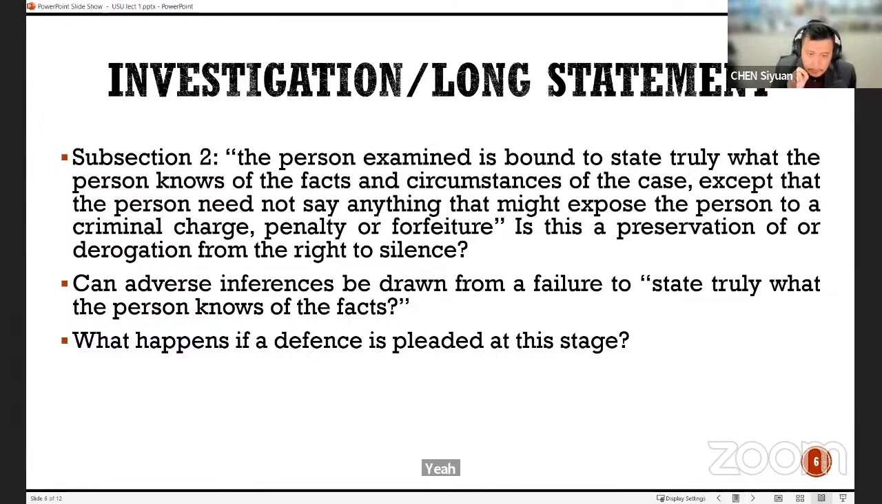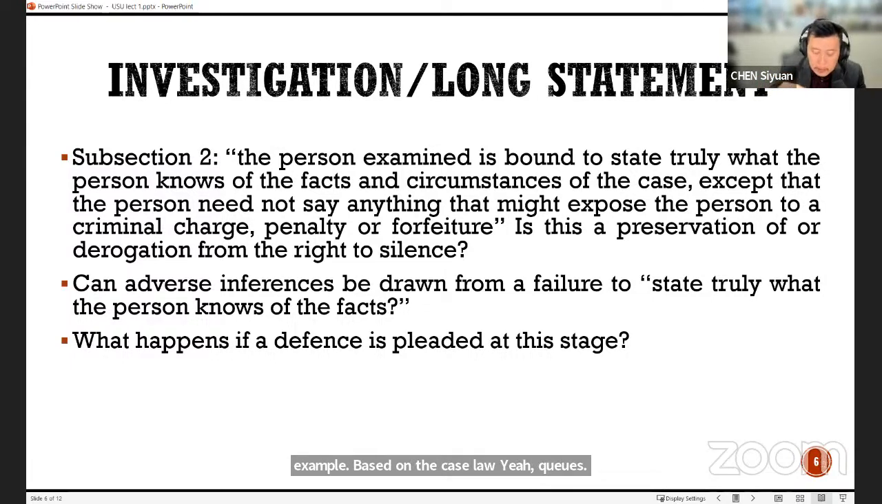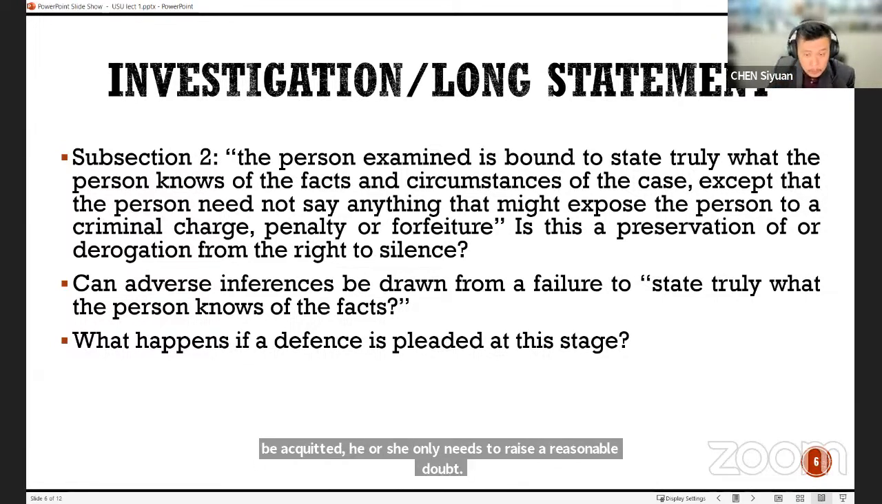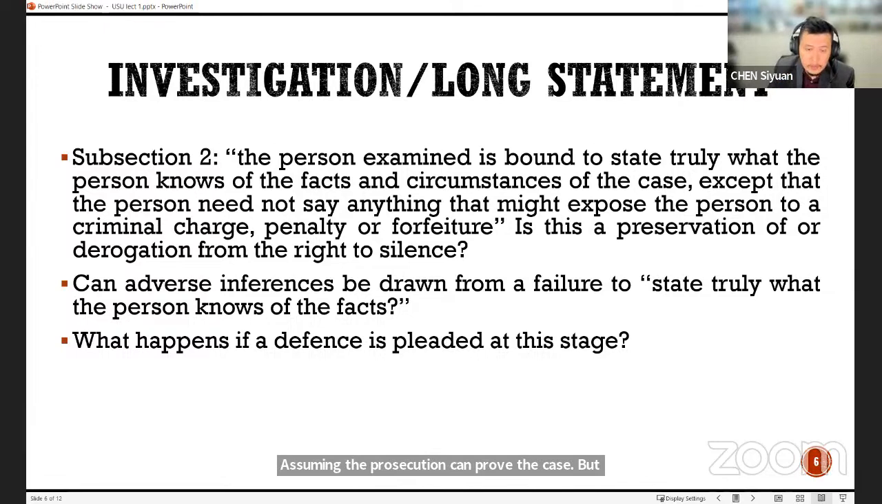But if the accused raises a defense, accident, for example, based on the case law, the accused must show that the prosecution is more than 50% wrong, because the accused needs to prove on a balance of probabilities that the defense is made out. So again, if the accused doesn't say anything, to be acquitted, he or she only needs to raise a reasonable doubt, assuming the prosecution can prove the case. But if the accused wants to raise a defense, the accused needs to prove the defense on a balance of probabilities, effectively committing to a higher standard of proof.